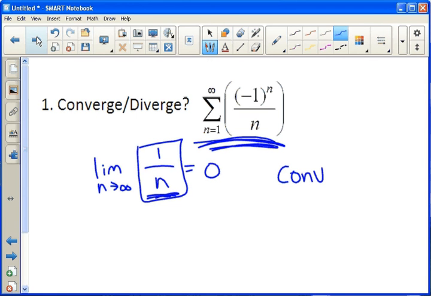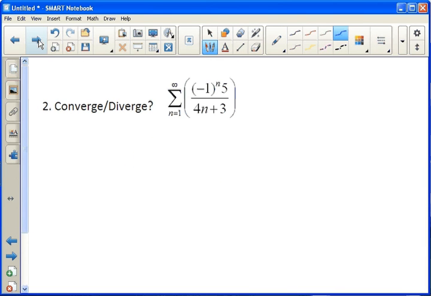Okay, this one is also alternating, so we do the limit as n approaches infinity of the function without the -1. So this one also gives a 0, so it also converges.